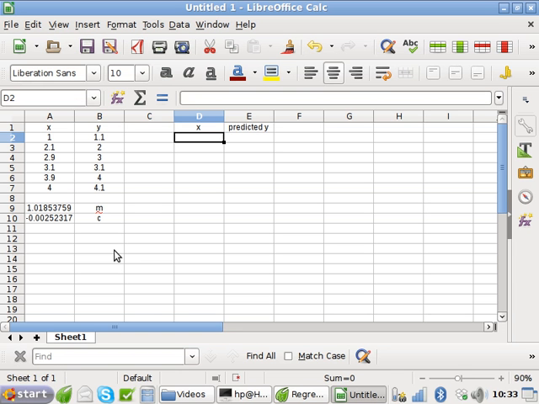Right, so what I'm going to show you next is, you know that y equals mx plus c. So what I'll just do is I'll copy these x values here.